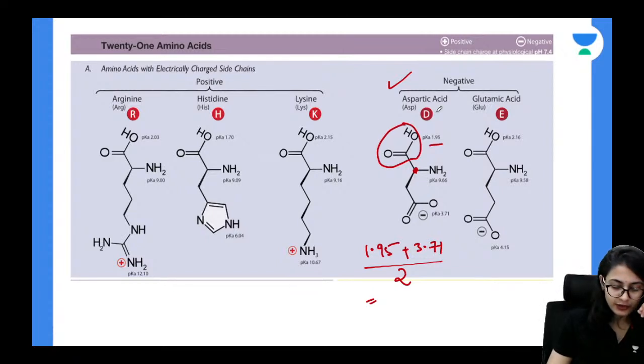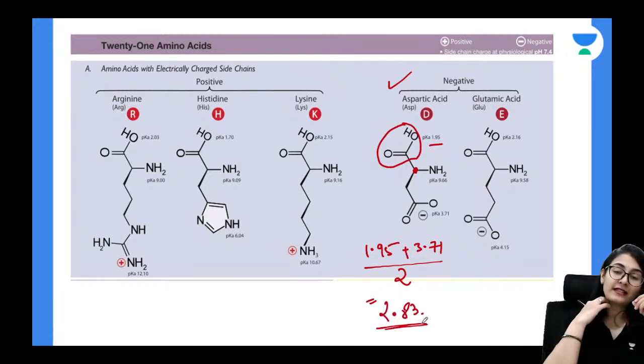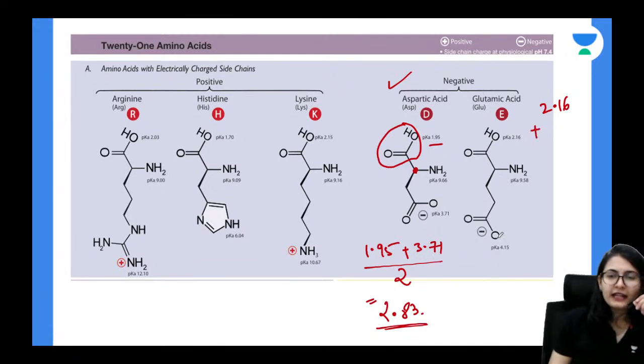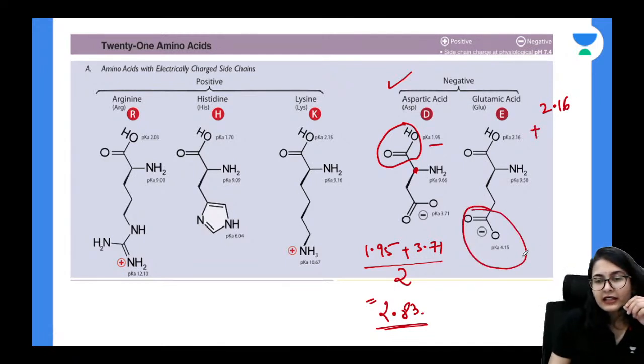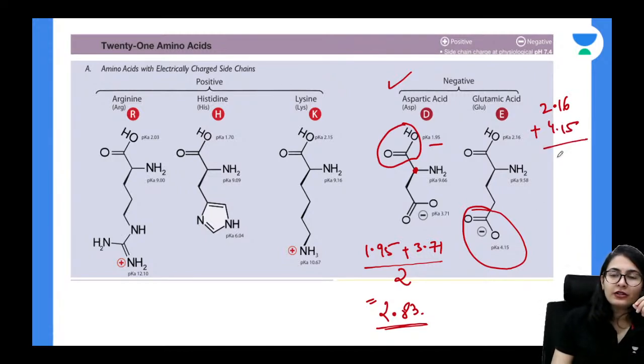2.83, find out. Alright, let's see. 1.95 plus 3.71. Yes, you get it: 2.83. Okay. So see guys, the isoelectric pH is this small. Why is it so small? Because you have two acidic groups over here. Similarly, for glutamic acid, you have 2.16 and another acidic side chain, 4.15. Yes, try to find this out. Whatever is the answer, that will be divided by 2.